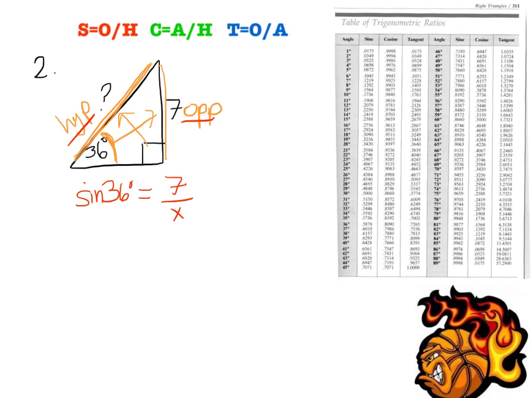So the first thing I'm going to do is multiply by x on both sides to bring the x out of the denominator. When I do that, I get x times the sine of 36 degrees equals 7, because my x's become 1 over there. Now I'm getting close. I need to get the x value alone. They're multiplying by the sine of 36, so I'm going to divide by the sine of 36 degrees on both sides.